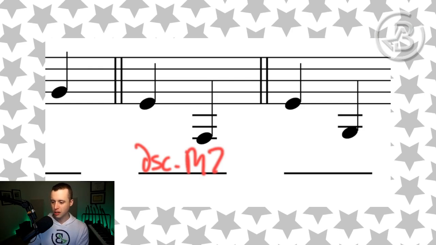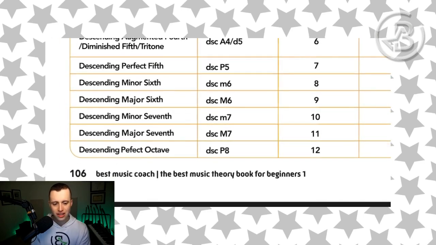Let's go back and double check that math on our table, shall we? And sure enough, you can see that 11 half steps is a descending major seventh.